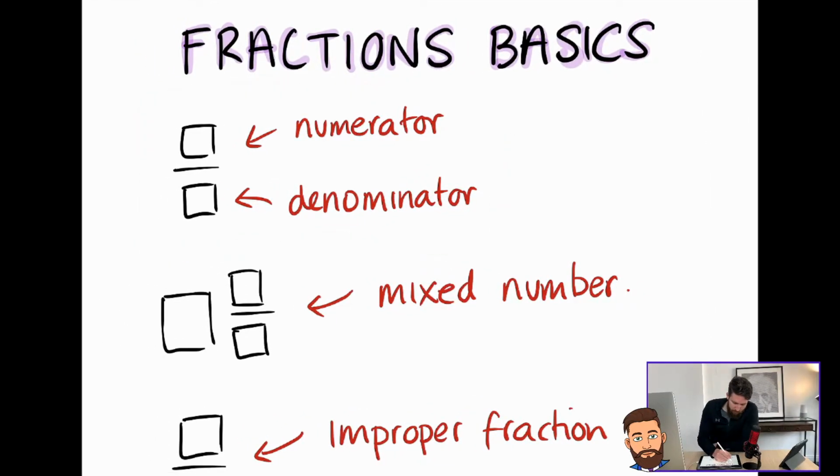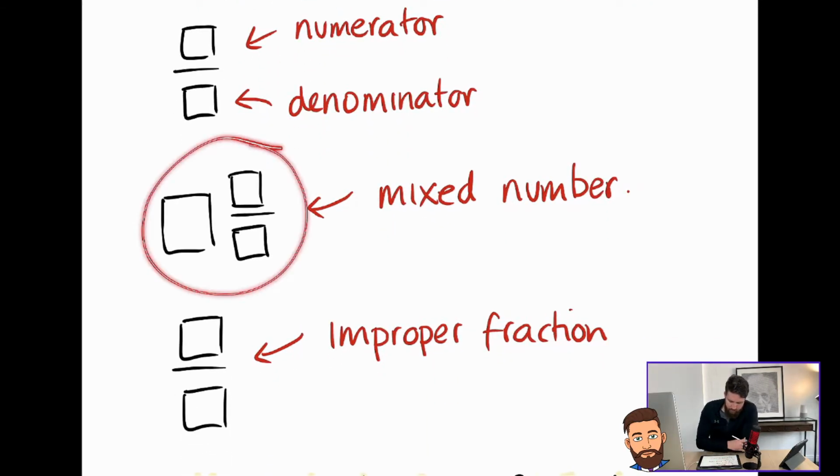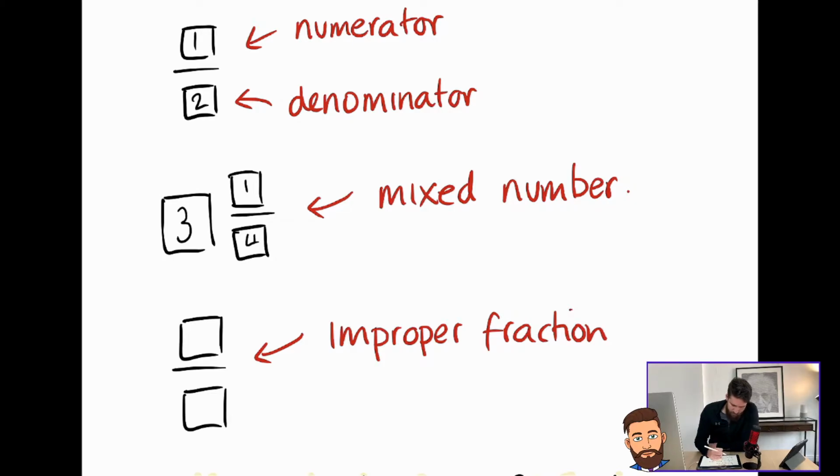So if we just start by looking at the basics, I'm sure you already know this. The top part of a fraction is called the numerator, and the bottom part of a fraction is called the denominator. A mixed number looks like this. So what I just want us to do here is fill in some numbers. What would be a fraction we could fill in? We could put just a half. That's a fraction that everybody knows. A mixed number, we could have 3 and 1/4. Okay, so 3 and 1/4.